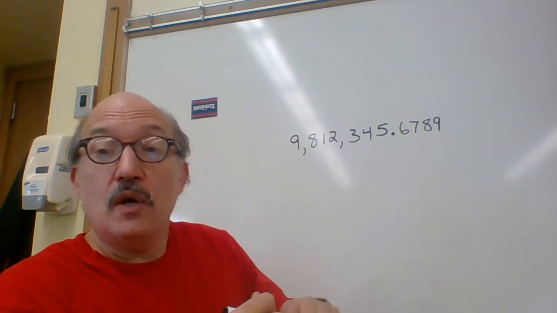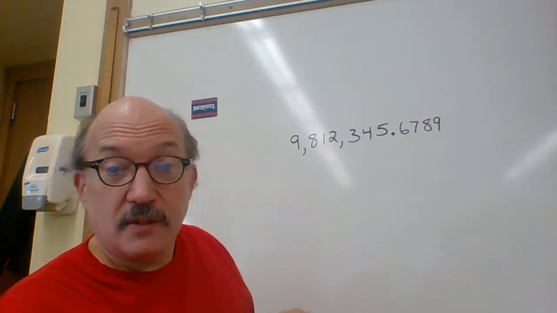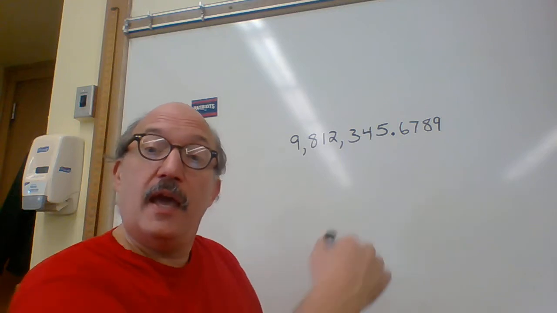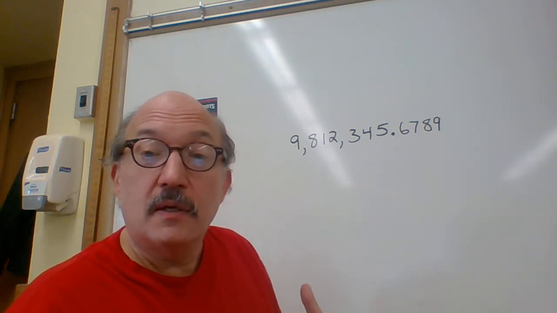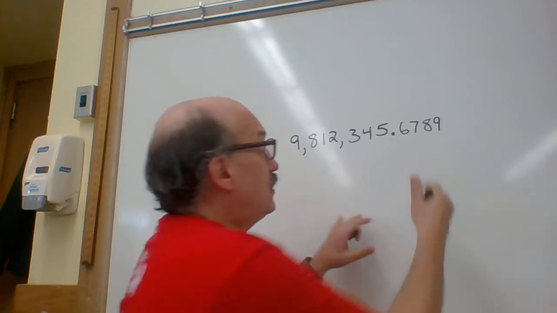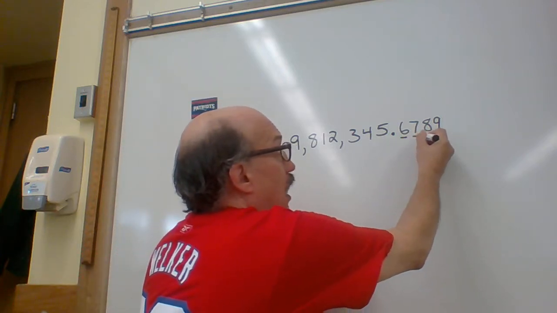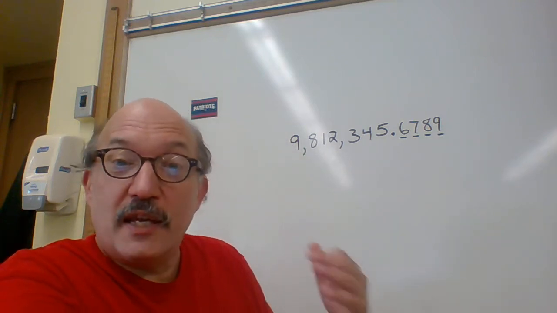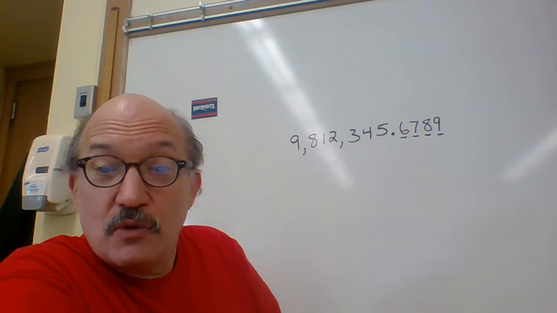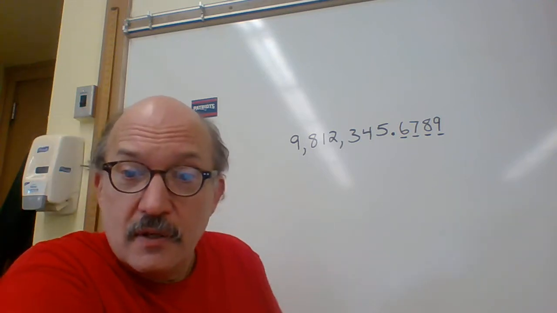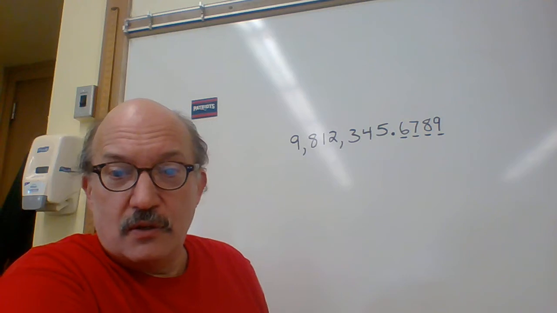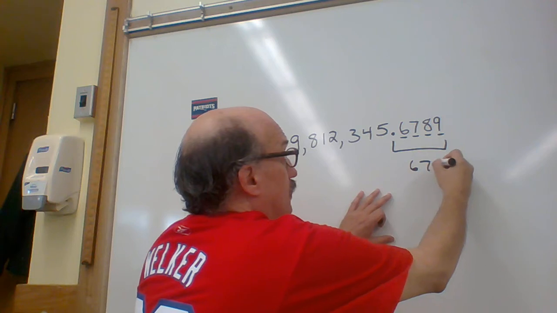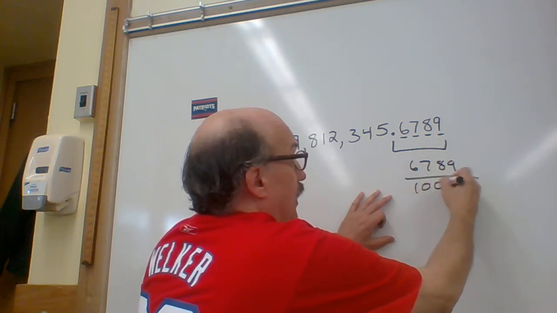Well, some of you know that you can name the places to the right of the decimal point in a certain order beginning with tenths. And to the right of the decimal point, all the place names end in THS. So we have tenths, hundredths, thousandths, and ten-thousandths. So we can name this number as 9,812,345 and 6,789 ten-thousandths. So the fraction part of it could be written like that.